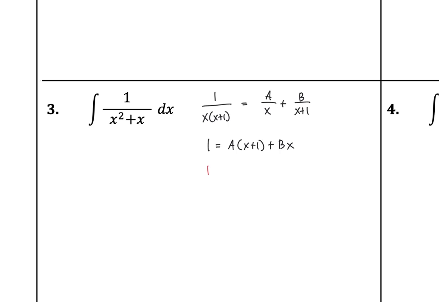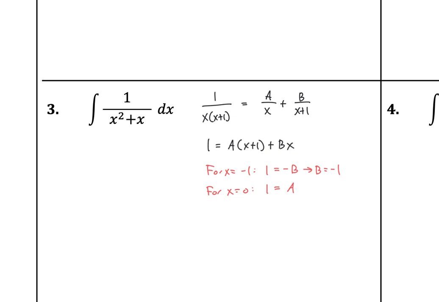Okay, and then we'll do this for x equals -1 and for x equals 0, just the values that make the different factors 0. And then we'll plug it into each one. So if you plug in -1, you get 1 equals -b. So b is -1. And then if you plug in 0, you get 1 equals a. So a is 1.